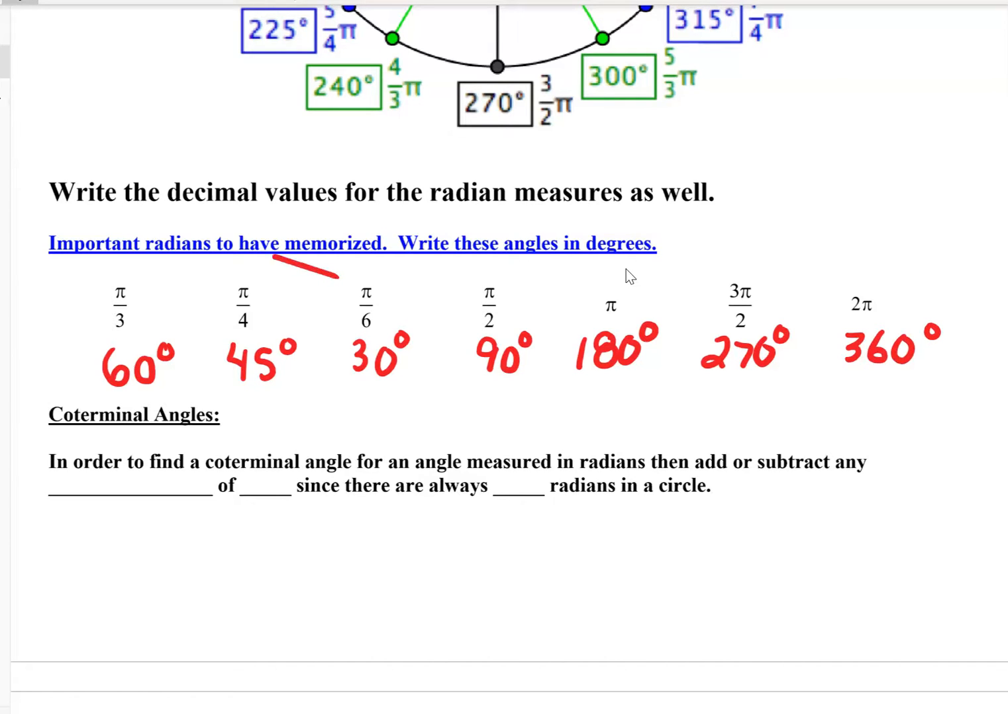Really, I would have swapped these. They're not in order. But these are your general measurements going across. When you have these memorized, it just makes the math go a lot quicker as you go through.